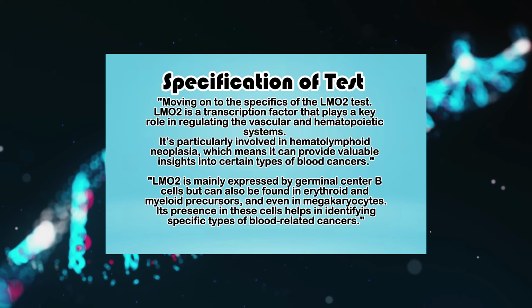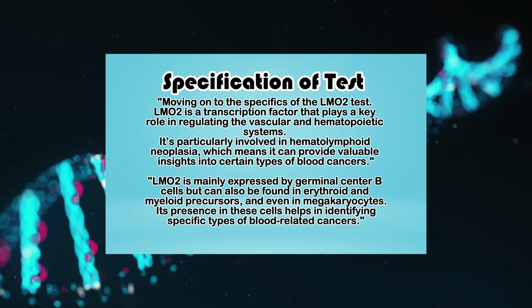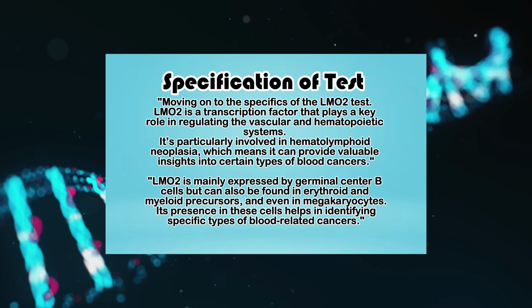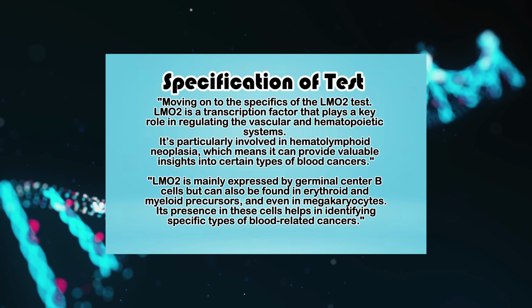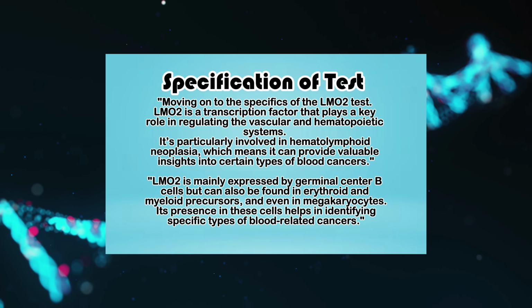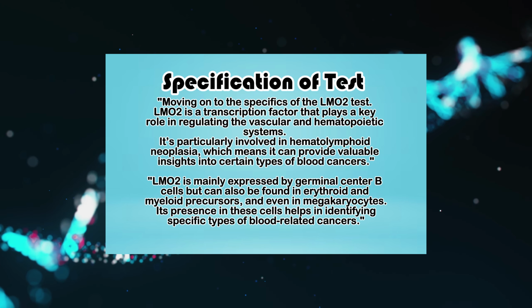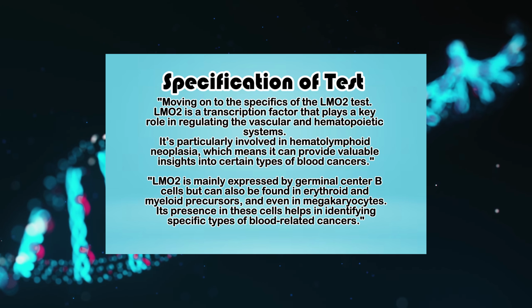LMO2 is mainly expressed by germinal center B cells, but can also be found in erythroid and myeloid precursors, and even in megakaryocytes. Its presence in these cells helps in identifying specific types of blood-related cancers.